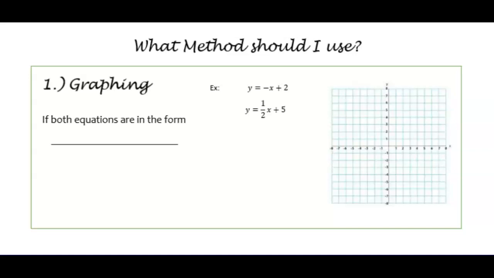The first method is graphing. We use graphing when our equations are both in what form? What form are they in right now? Yeah, y equals mx plus b. What's the actual name for that? Slope-intercept form. So y equals mx plus b, or slope-intercept form. Okay?